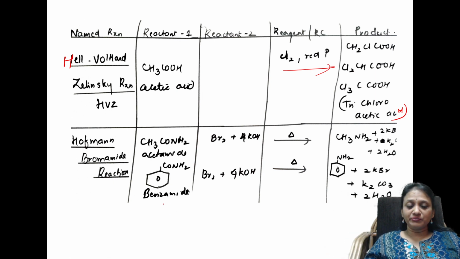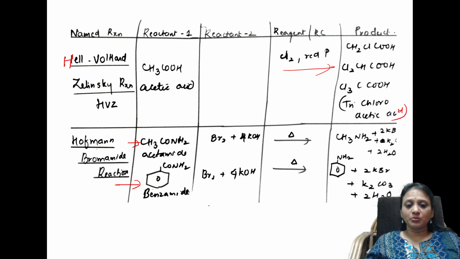Then comes Hoffman's bromamide reaction, students. Acetamide also undergoes Hoffman's bromamide. Benzamide also undergoes Hoffman's bromamide. What am I going to take? Bromine in the presence of KOH. You're heating it. What are the main products?